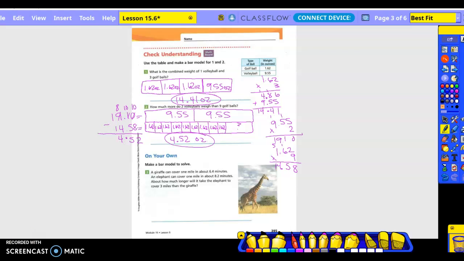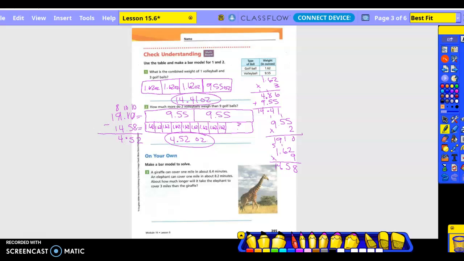On your own, make a bar model to solve. So basically, on your homework, if they ask you to make a bar model, then I would like you to draw a picture. If they do not ask you to draw one, then you can just show the steps and work it out. Okay? It looks like on your homework, 1 and 2 require a bar model, but the rest do not necessarily ask for one, but you will still have to show your work and do the steps. Okay? All right, so here we go.